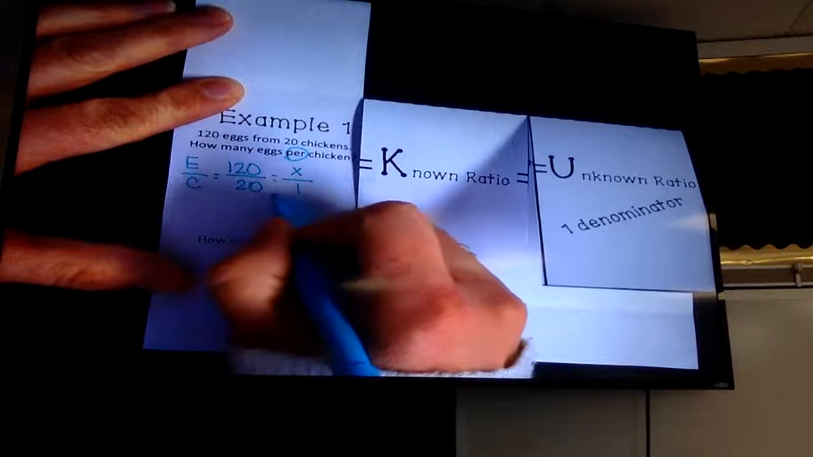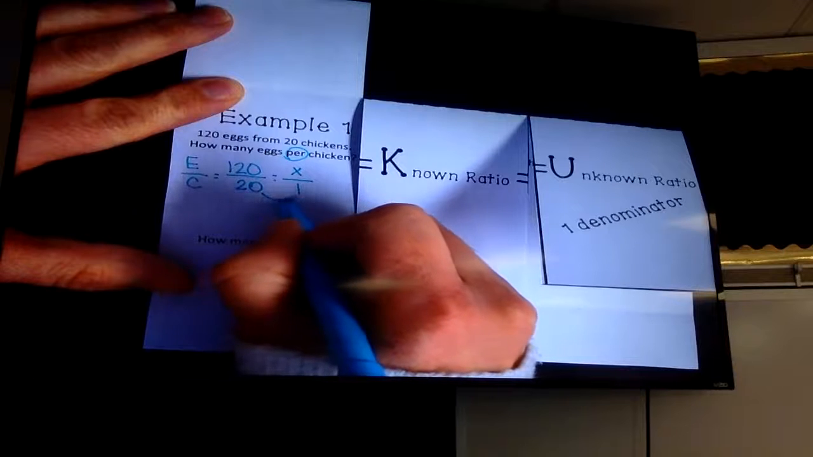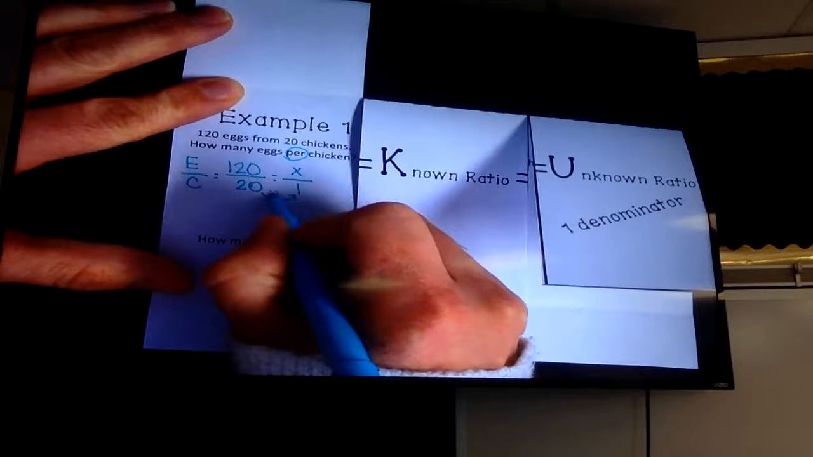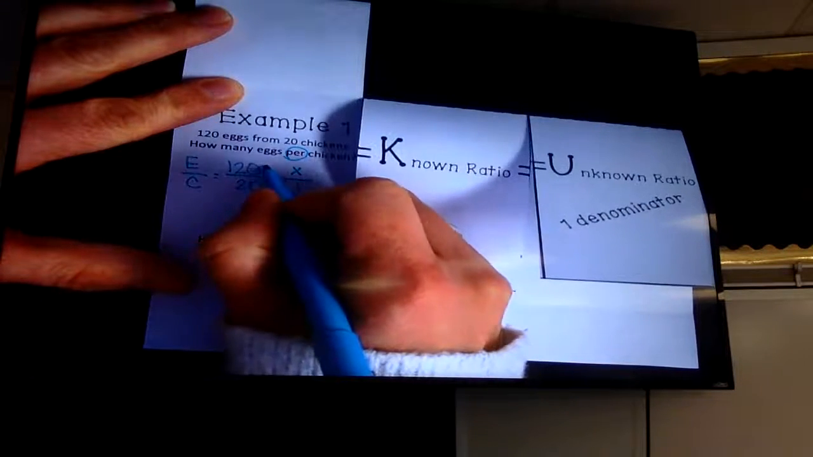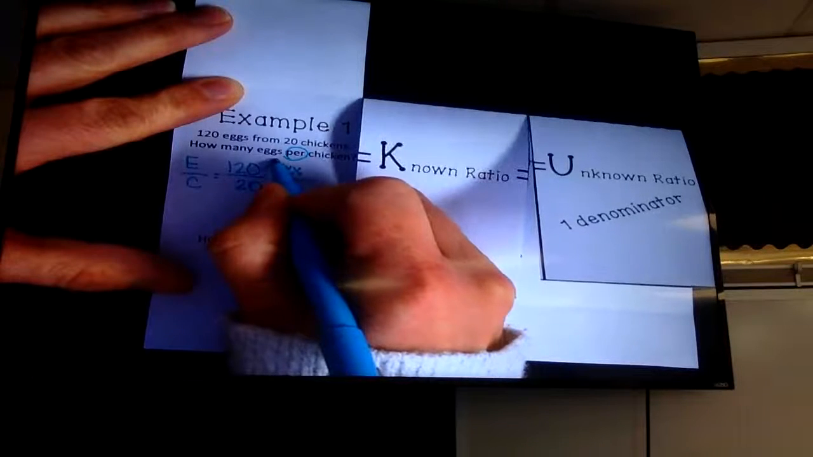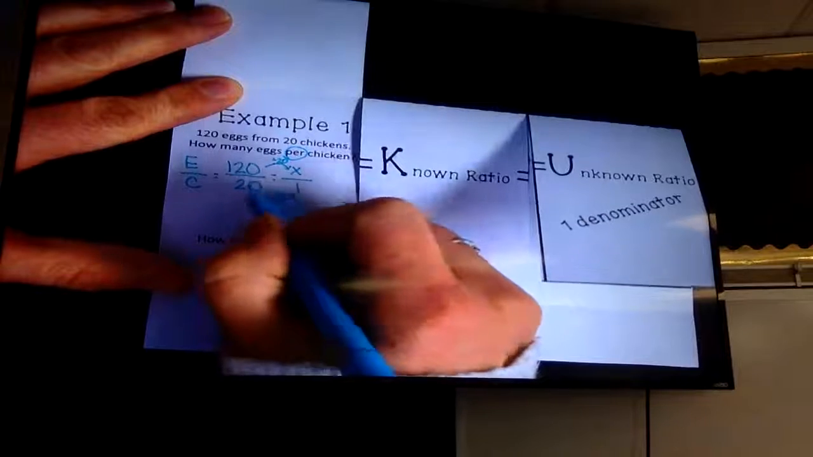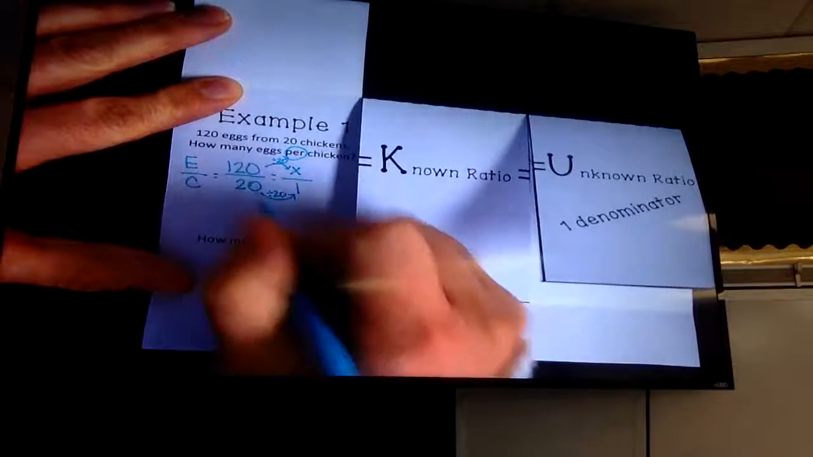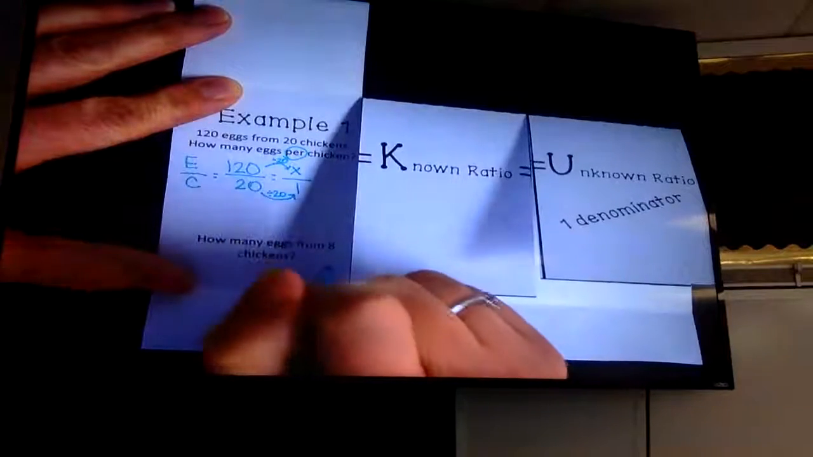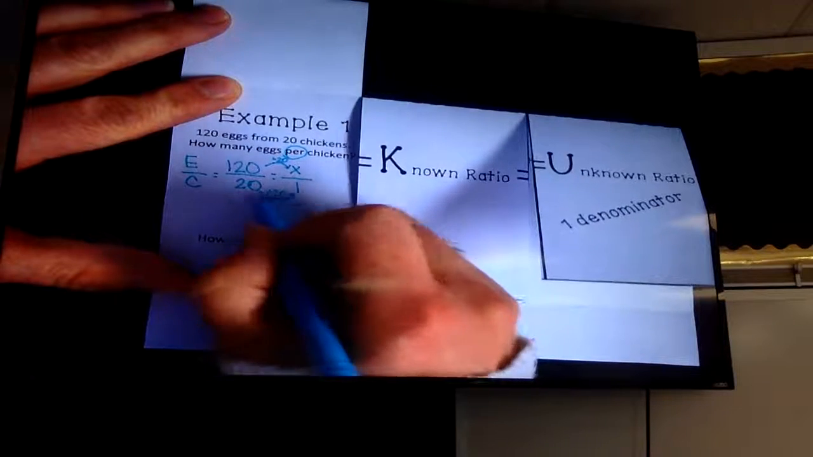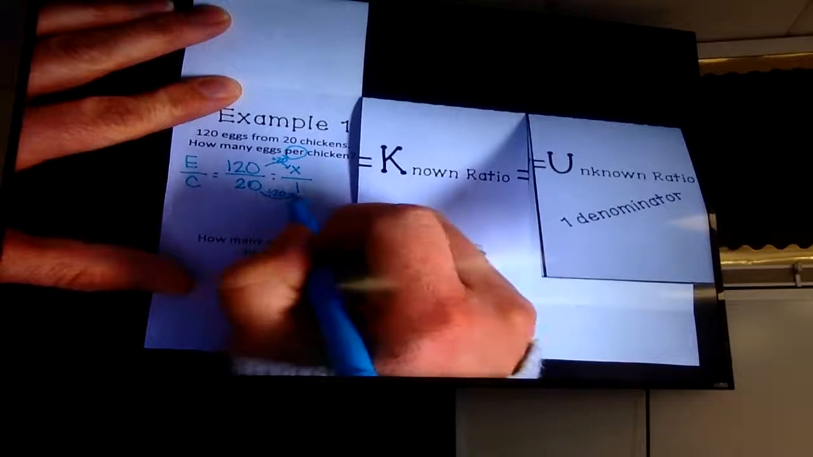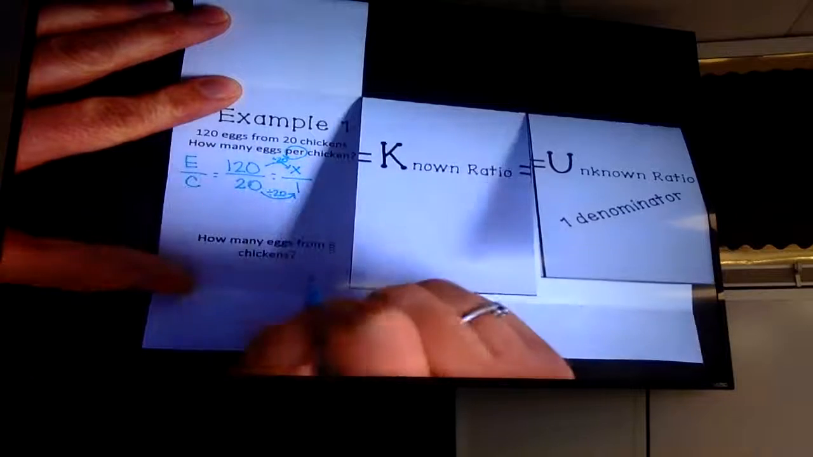If I can easily do some division, like in this one, I could say, well, I made 20 into 1 by dividing by 20. So 120 divided by 20 will give me my answer. Okay, but if I get something that I can't do that with, then I would do my cross multiply. But because we're dealing with just unit rates today, we should have no problem. It's always divide by whatever number is on the bottom of this one.